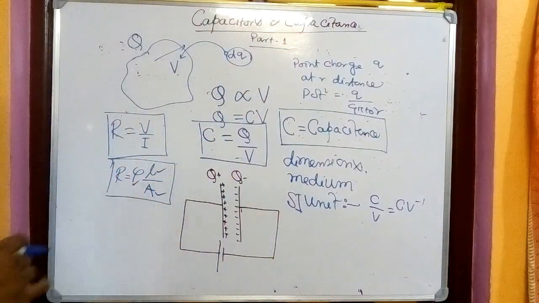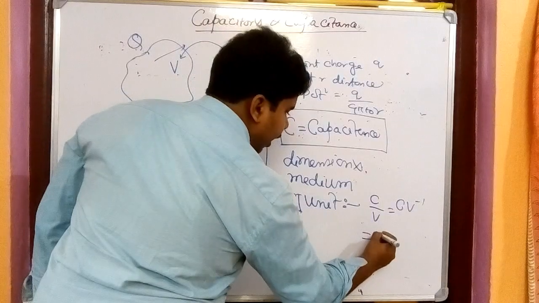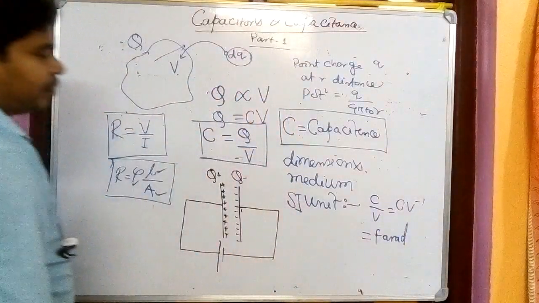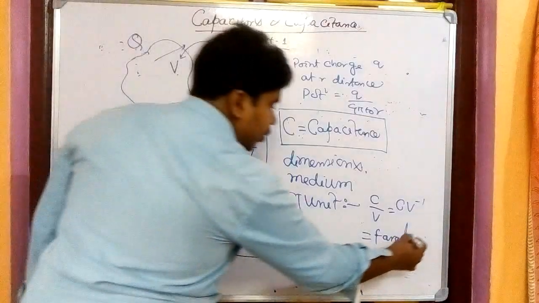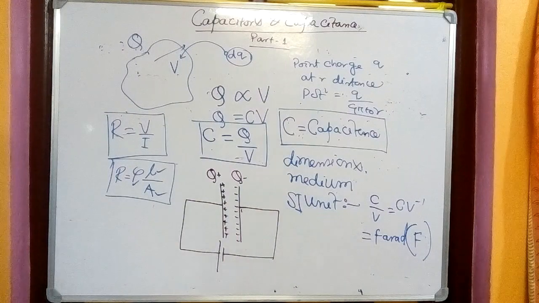And that is denoted by another unit which is known as farad, F-A-R-A-D, which is denoted by capital F. That is the unit of capacitance.